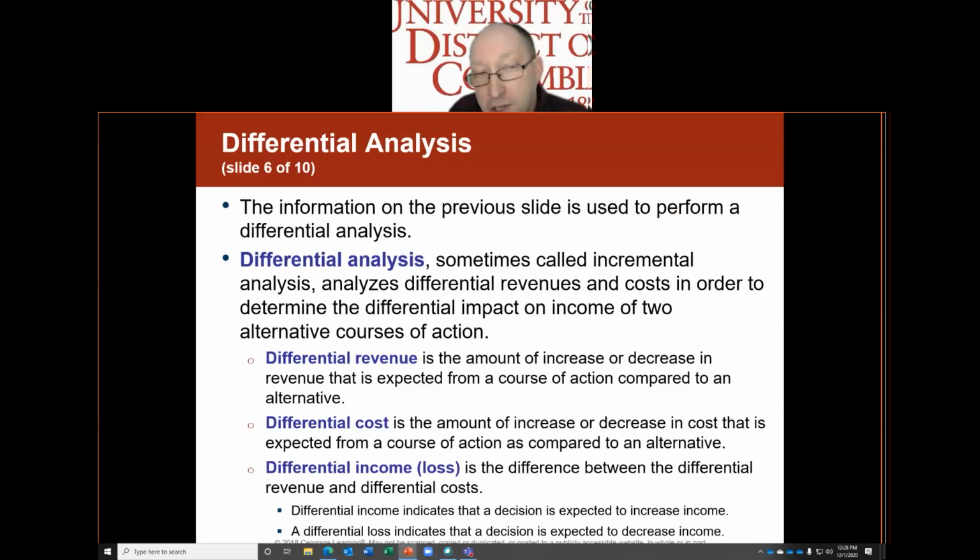A differential analysis is sometimes referred to as an incremental analysis. It's where we examine the 2 alternative courses of action. We look at the difference in the revenue, the difference in the cost, and the difference in the income. The differential revenue is the difference in the revenue between the 2 courses of action. The difference in cost is the difference between the 2 courses of action. And the difference in income is the difference between the 2 courses of action. Revenue minus cost equals income.